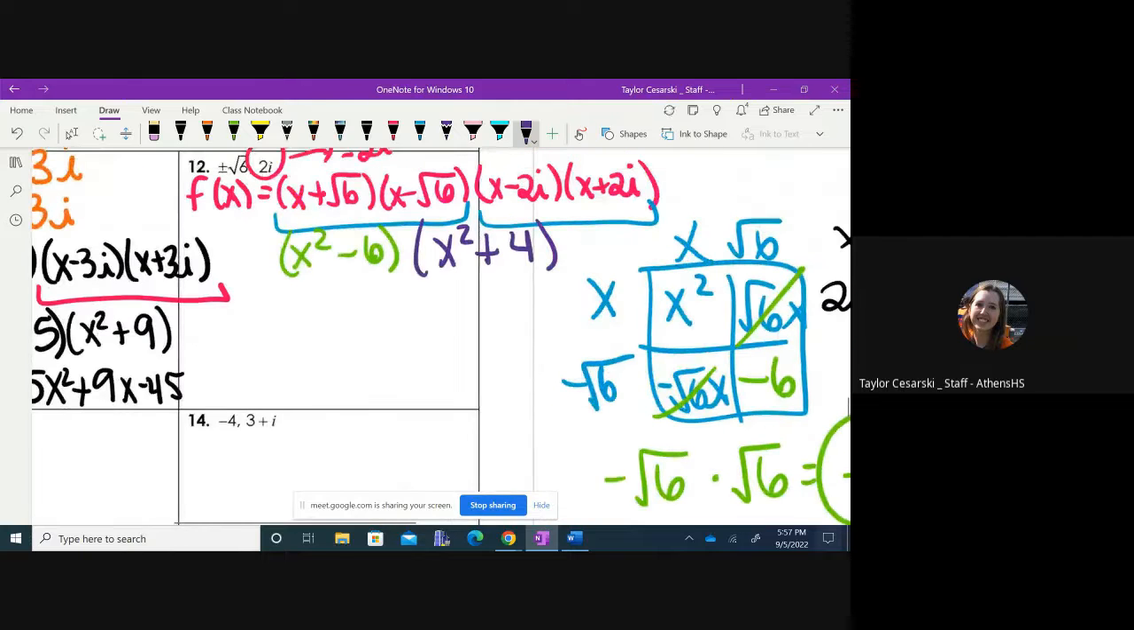Then lastly, you're just going to multiply those two quadratic binomials by each other. So f of x equals x to the 4th. Then you're minusing 6x squared, but adding 4x squared, so that's minus 2x squared minus 24.